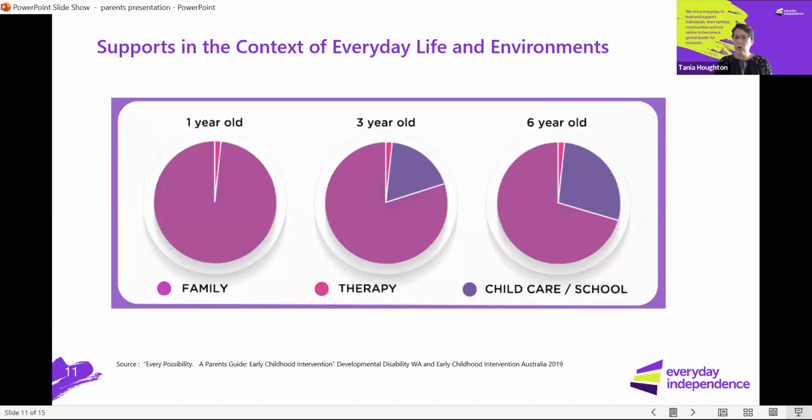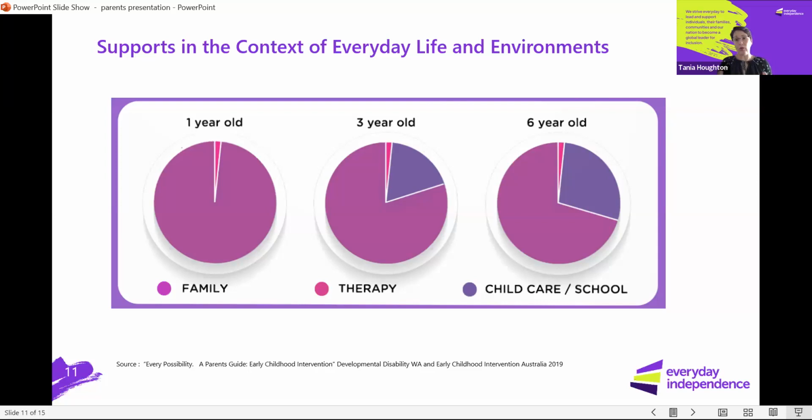We often get asked about where we deliver services, and we do deliver services across a wide range of areas, because we find that we make the most difference when we work with the people around the child. You can see from this slide, which we've taken from a source called Every Possibility, A Parent's Guide to Early Childhood Intervention, just how much therapy is if it's delivered about 1 hour a week. It's not very much compared to the rest of the context of where the child spends their time.